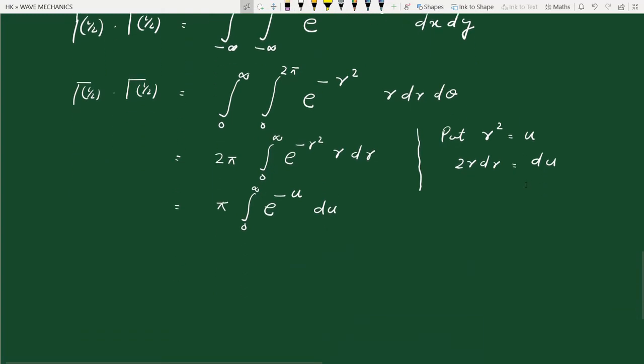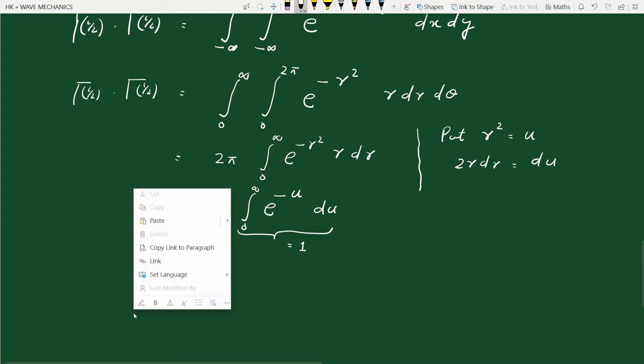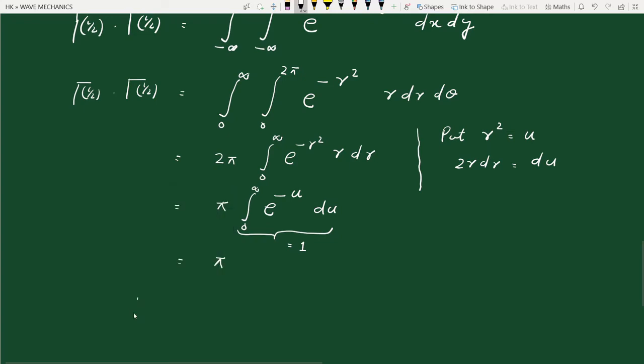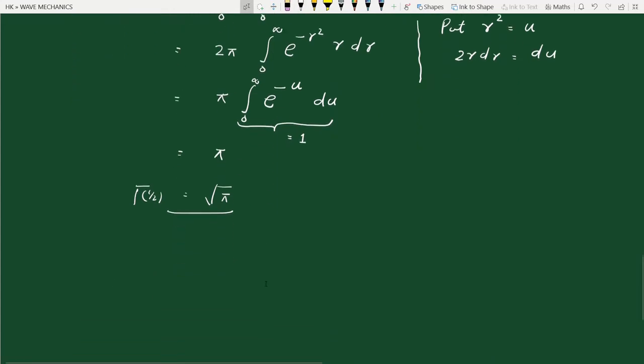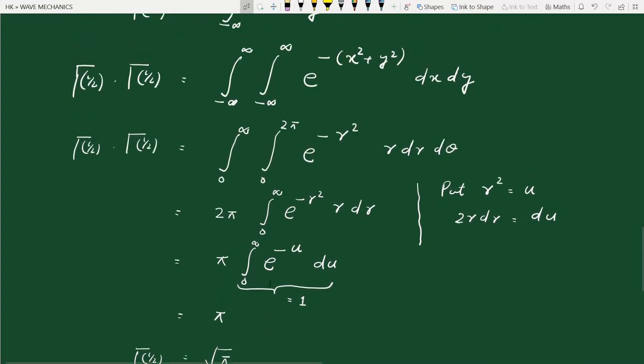Now what is this term? This term is nothing but this integral. This we have done just before. This is nothing but gamma 1, so this is 1. So we get pi. So gamma half into gamma half is equal to pi, which means gamma half is equal to square root of pi. Okay, so we have established this result. Gamma half is equal to root pi.